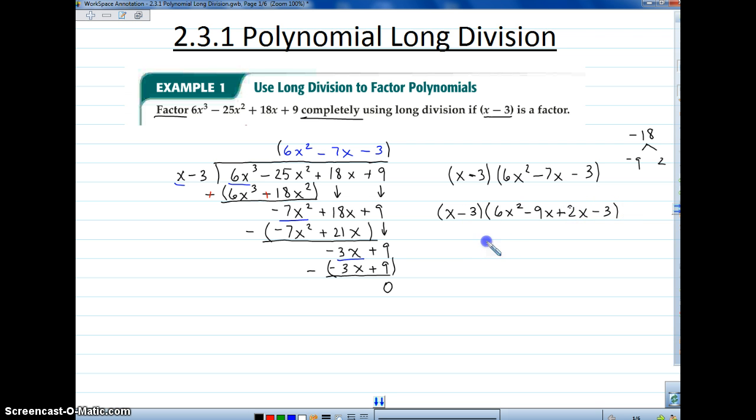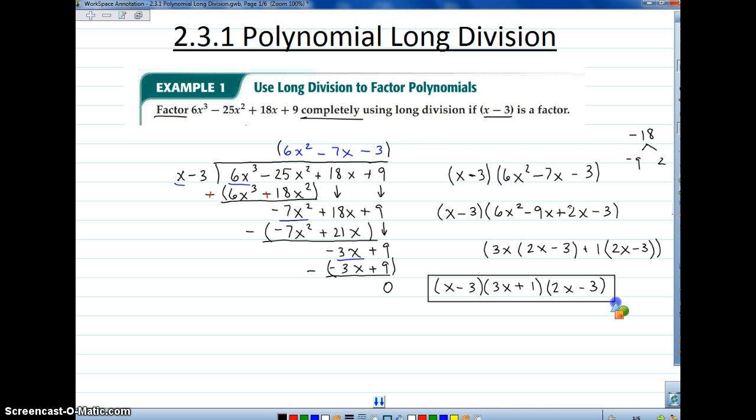And then we factor by parts. We can pull out 3x. This is 2x minus 3. And we can only factor out a 1 here, so this is still 2x minus 3. And then we factor out 2x minus 3, and we get 3x plus 1 left over times the 2x minus 3. Okay, so there's our completely factored polynomial. And again, if you redistributed that, it would go back to being 6x cubed minus 25x squared plus 18x plus 9.